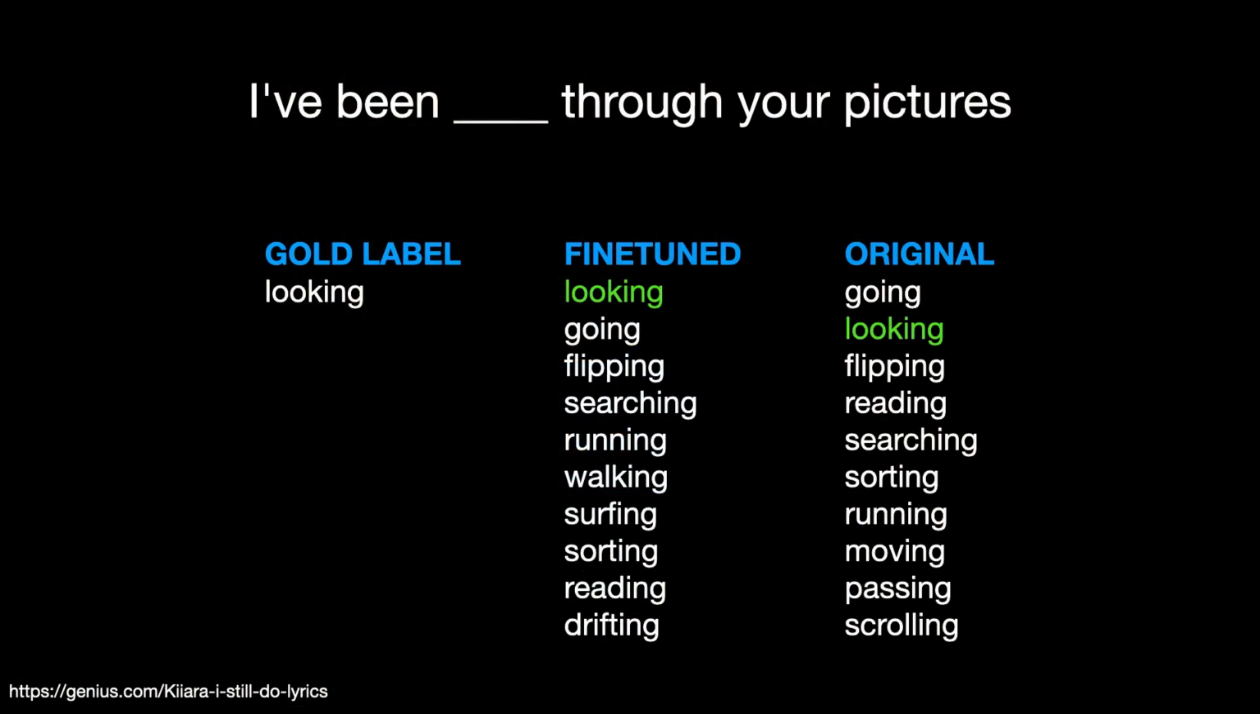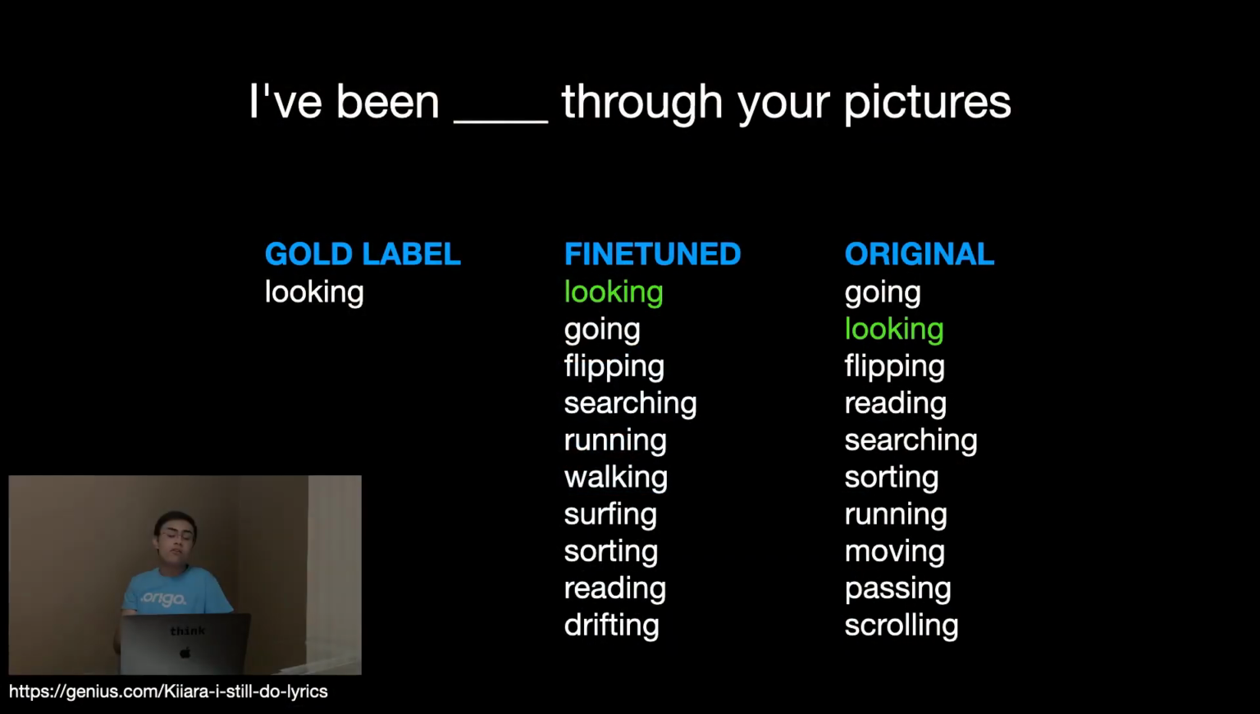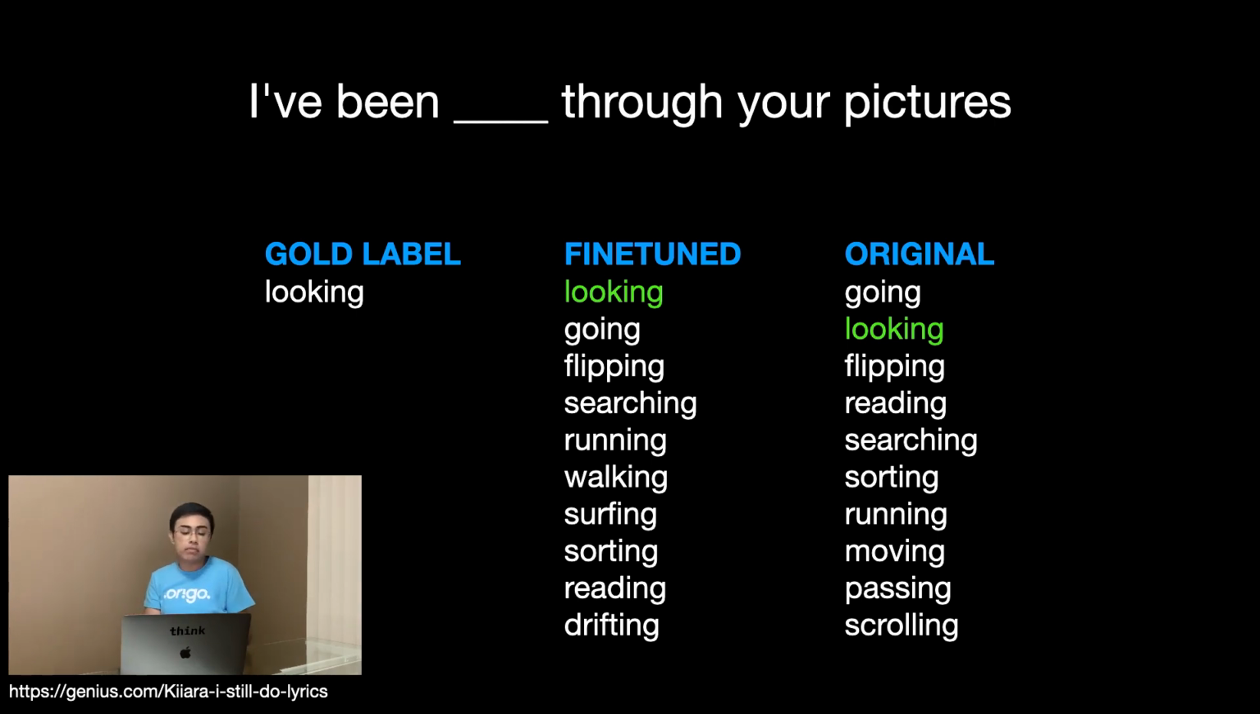On the left, you can see the top 10 predictions from the network that I fine-tuned to be really good at filling the blanks for lyrics specifically. On the right, you can see the output from the network that wasn't fine-tuned. This was just directly downloaded from the Hugging Face repository for neural networks, or transformers to be specific. As you can see, looking, which is indeed the gold standard label, is the top prediction for both models.